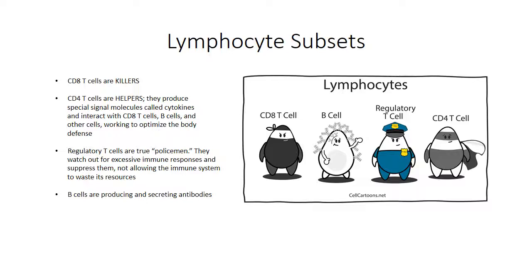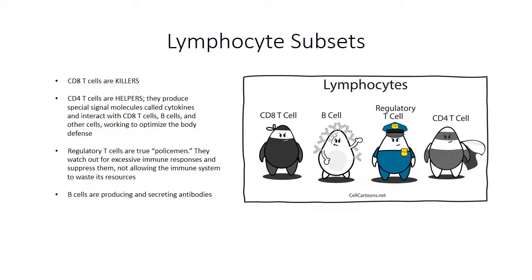And next from the left is a B cell. You already know about B cells. Then next, third from the left, is a regulatory T cell. Regulatory T cells are policemen which work like, well, some pretty nasty cops. Their function is to suppress, to put down the rebellion.